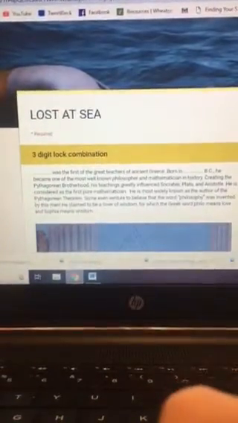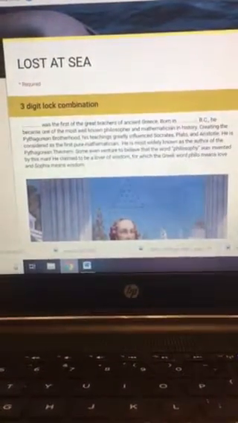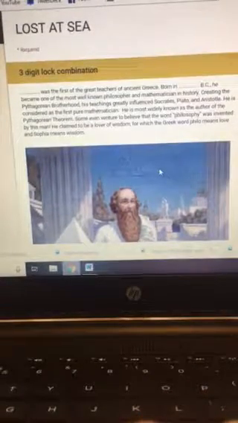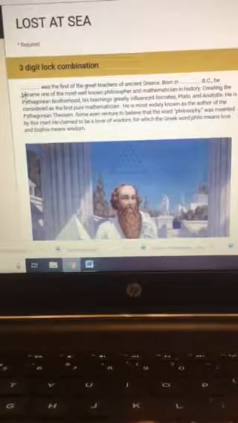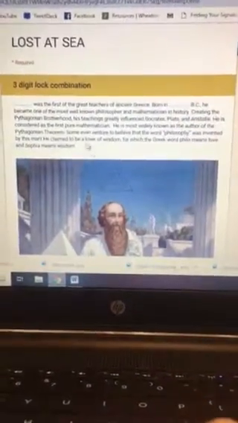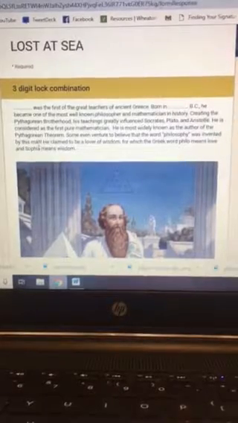Okay, here's clue number 3. So this is a 3-digit lock combination. So this is more of a history lesson because I think it's important for students to know about who Pythagoras was. He's the person that created the Pythagorean theorem. So I kind of gave a little bit about him, and they are responsible for using context clues to be problem solvers and figure out who I'm talking about. So it says here we have a mathematician. He is known as the author of the Pythagorean theorem.